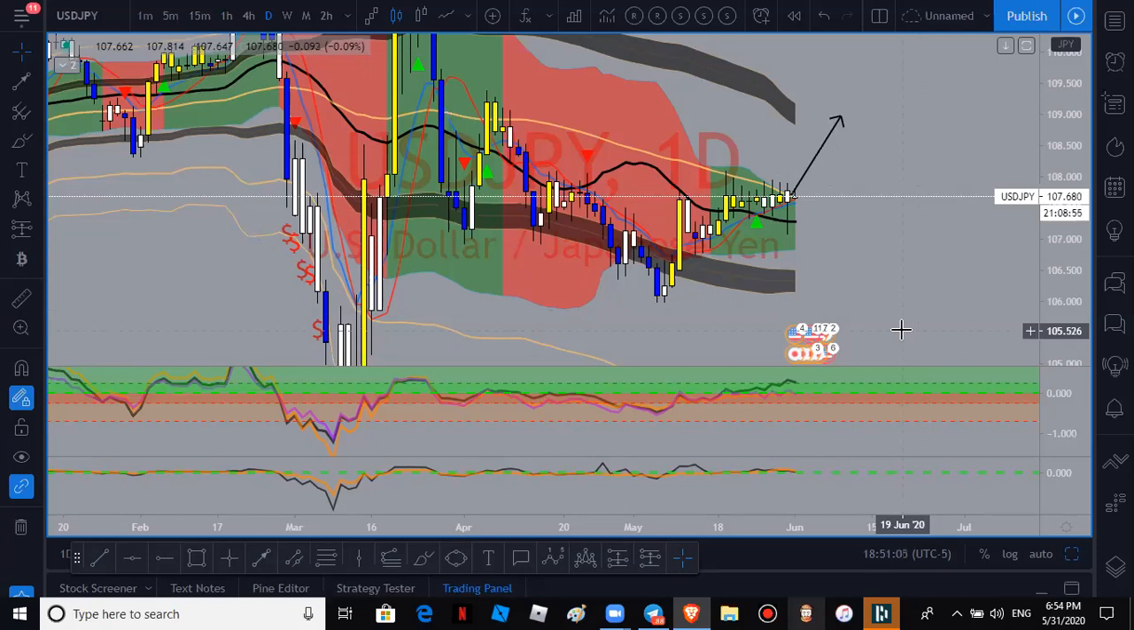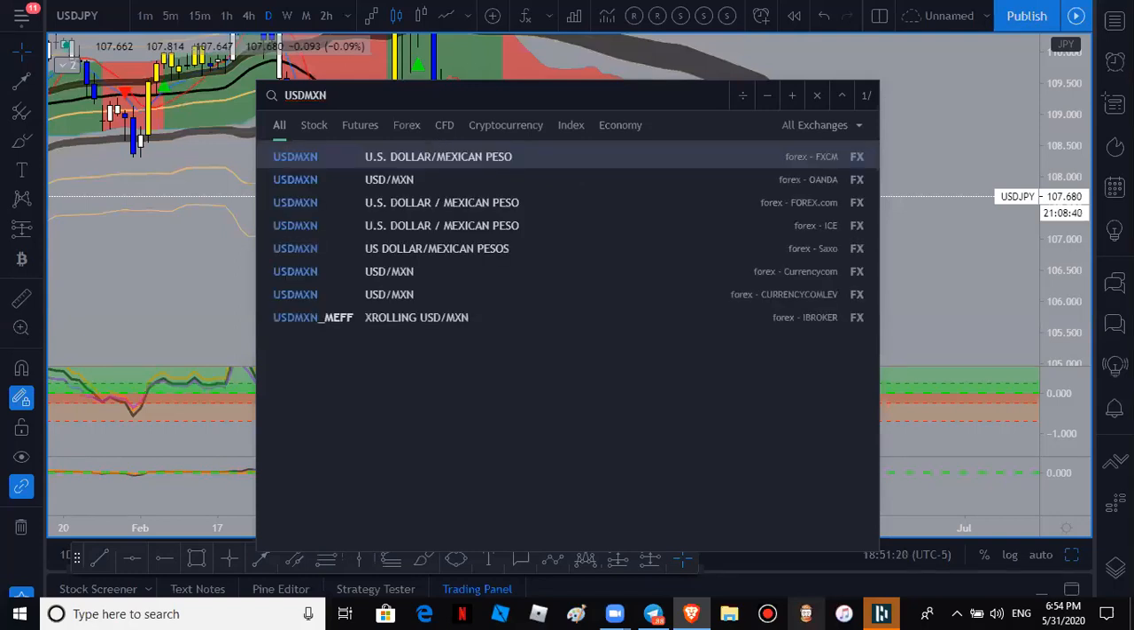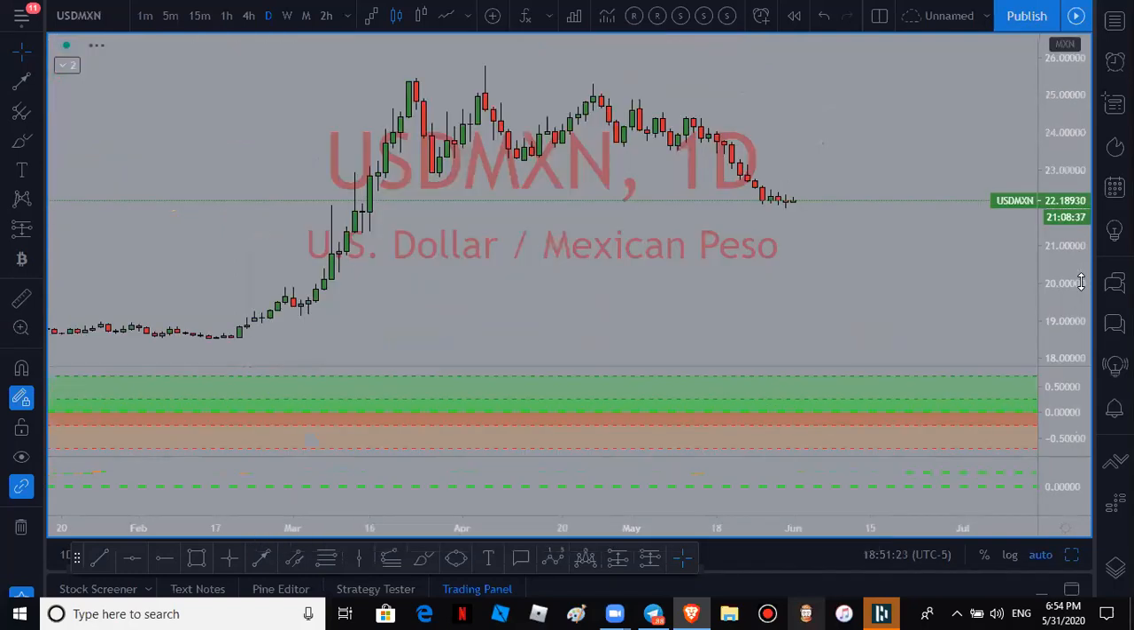What is this? I have no idea what that is, but anyways. All right, let's go look at USD Mexican real quick. Tacos. Tacos. I want me some tacos. Nah, but anyway, USD Mexican be showing mad love.